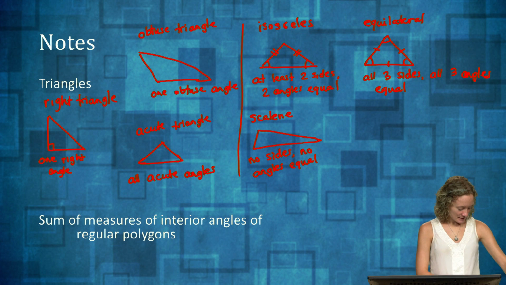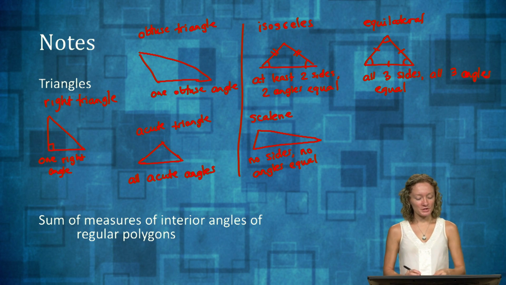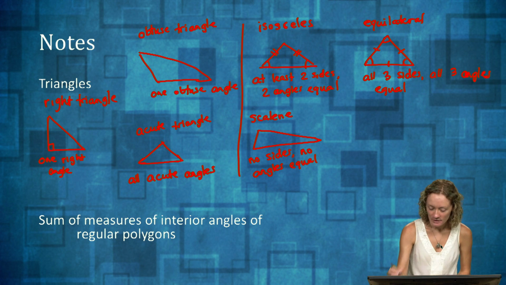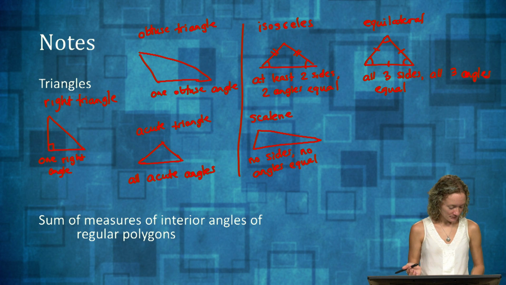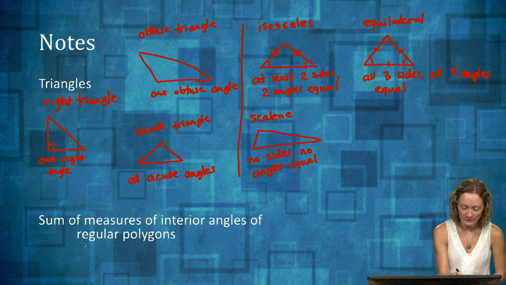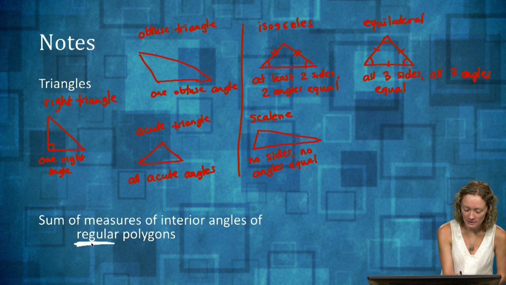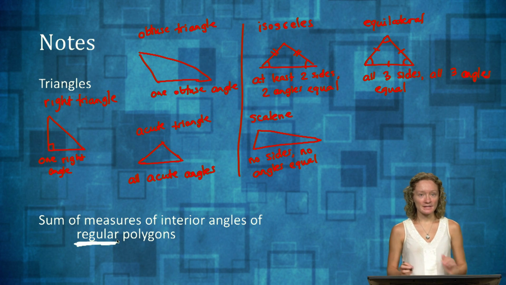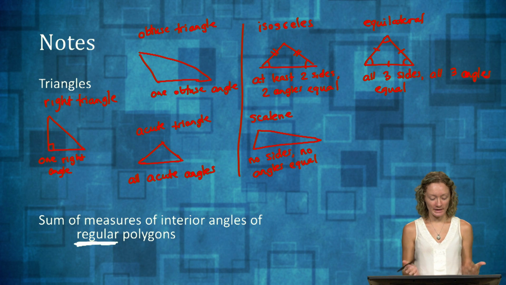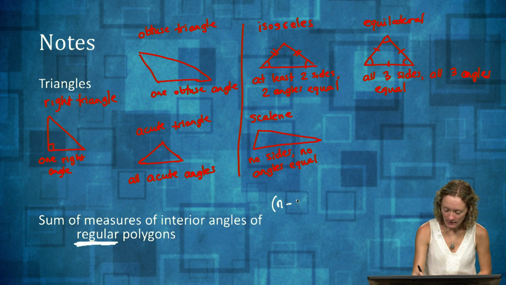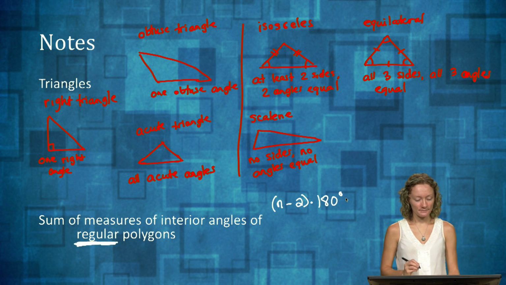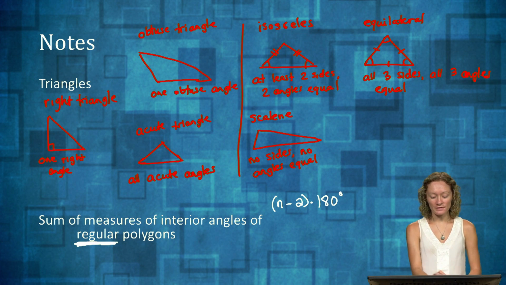Okay, and this takes us to one of our other objectives, which is finding the sum of the measures of interior angles of regular polygons. The objective is simply finding individual angles. So this is one of the few formulas we'll have here, and I just want to highlight this word, regular polygons. Remember, we had a definition in the beginning for polygon and for regular polygon. This formula that I'm about to list only works if it's a regular polygon. It's a very simple formula. (n minus 2) times 180. This is the formula for the sum of the measures of interior angles.